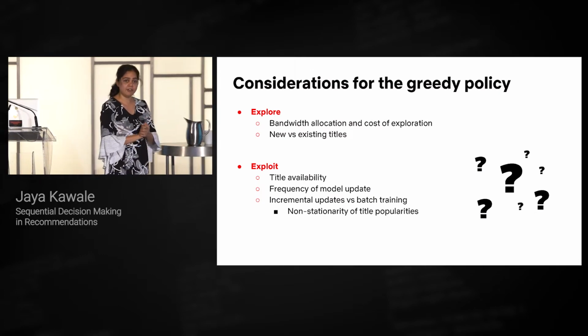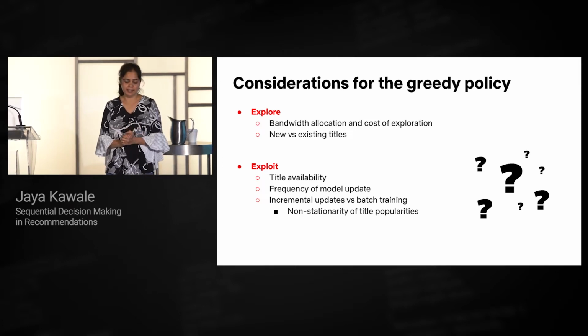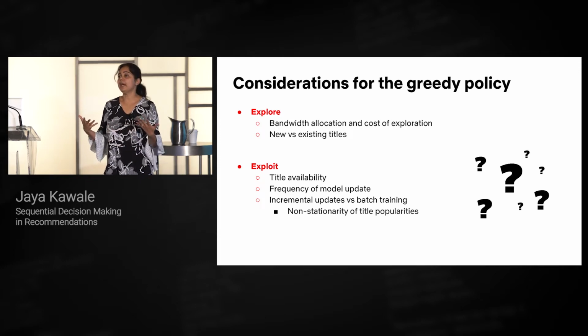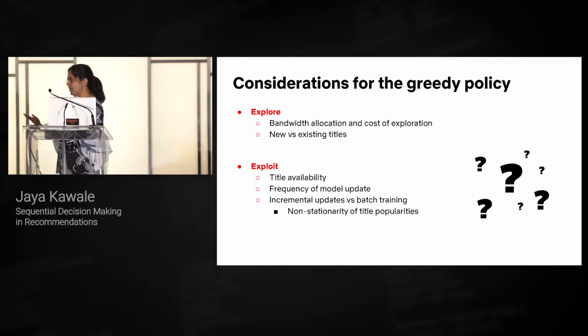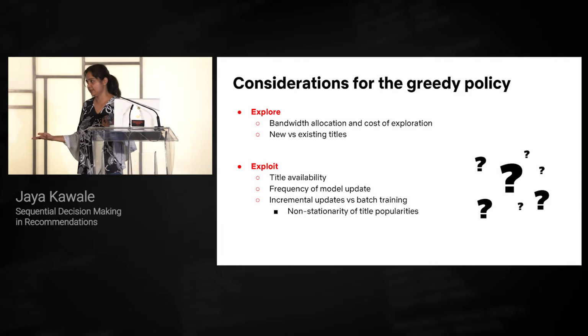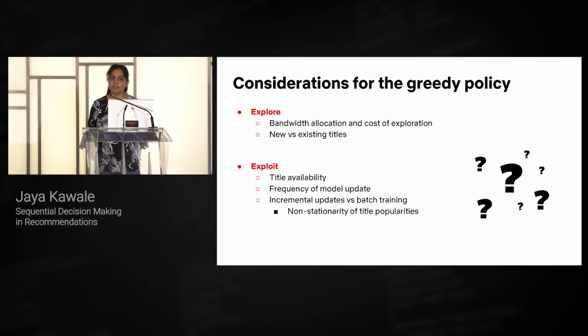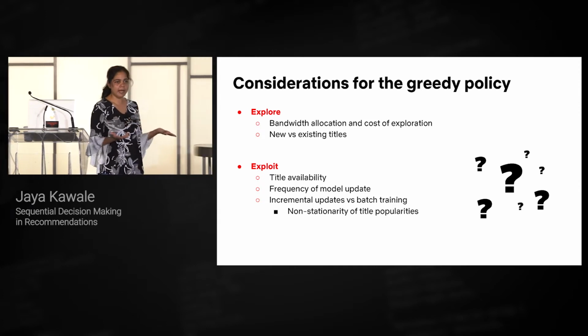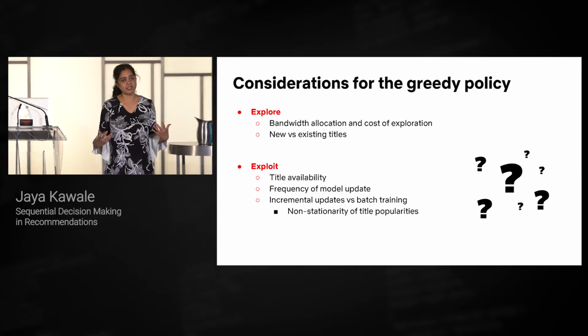Note that even in a very simple greedy exploit policy, there are several challenges, and we need to take into account several things. For example, when we are trying to design the explore, we need to think about how much bandwidth we should allocate for exploration. The reason is, if we allocate too much bandwidth for exploration, we do not want to hurt the member experience. On the other hand, we also want to think about what titles would benefit the most from exploration. Whether new titles for which we don't have as much feedback would benefit more, or whether existing titles for which we already have information would benefit more.